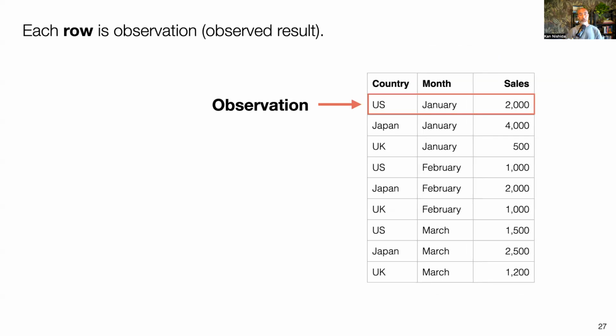The second rule of tidy data is observation. Each row is an observation. For example, the first one, US and January, their sales is 2,000. The next one is Japan, January, 4,000. We basically observe that event or the data itself, so sort of like data points. Okay, so that's the observation.